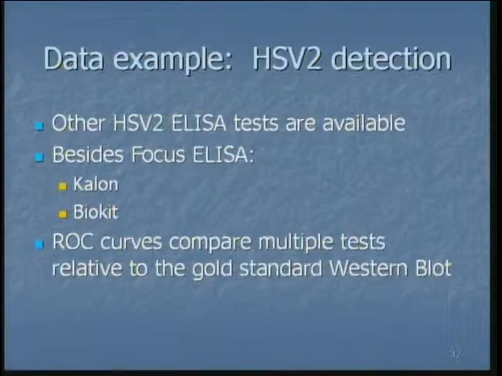But let's go back to our data example of the Kampala sera. So in addition to this focus ELISA, which is the standard and the least expensive, we have some additional tools, something called Kalon test and BioKit. They're a little bit more expensive, but they might be a little bit more accurate. So the question is, is the improvement substantial enough where we want to implement these tests? Is it going to be worth the cost? So we can look at ROC curves for several tests at once.